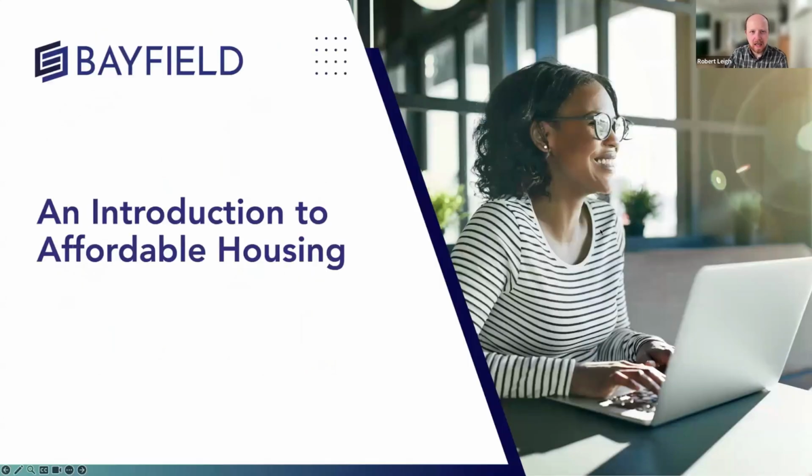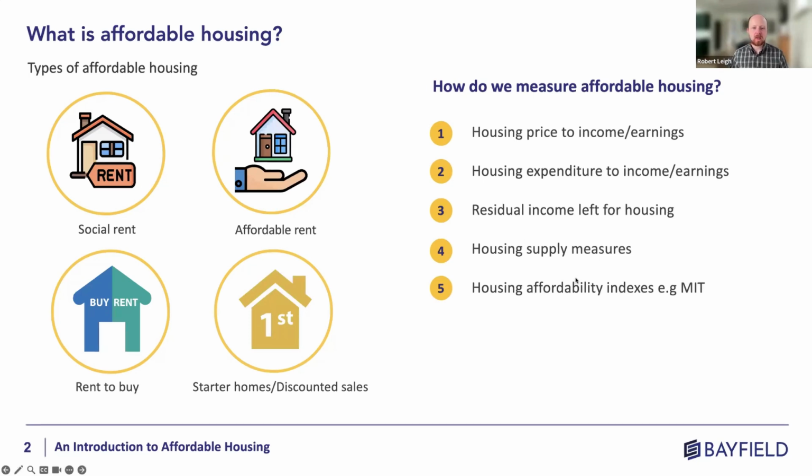And then the final one is we can look at housing affordability indexes. If you're into your academic research, you can look at an affordability index, where we look at the affordability across time and we index that to a certain level. A common one is the MIT housing index that looks at housing affordability in the US.